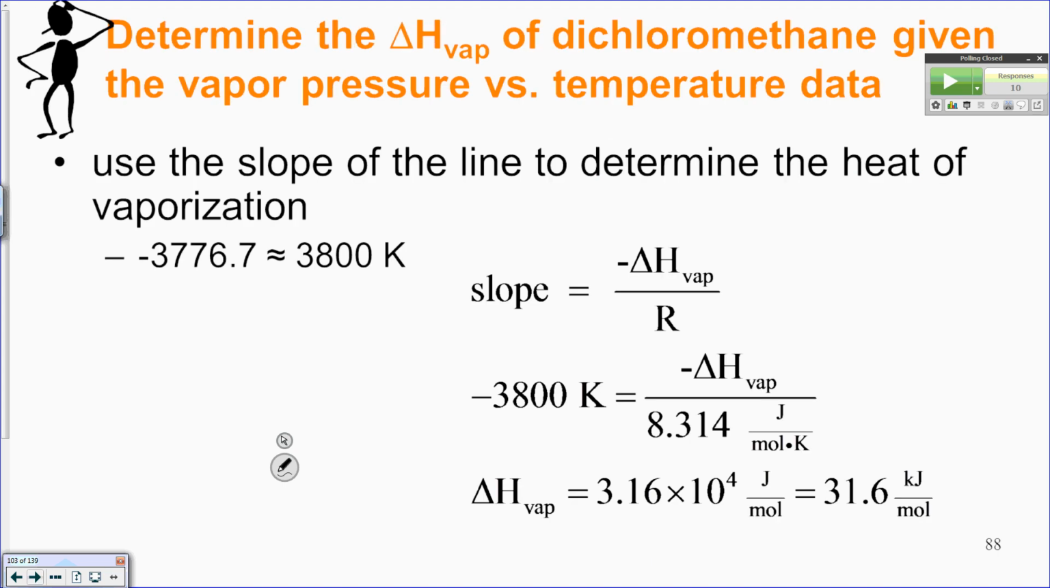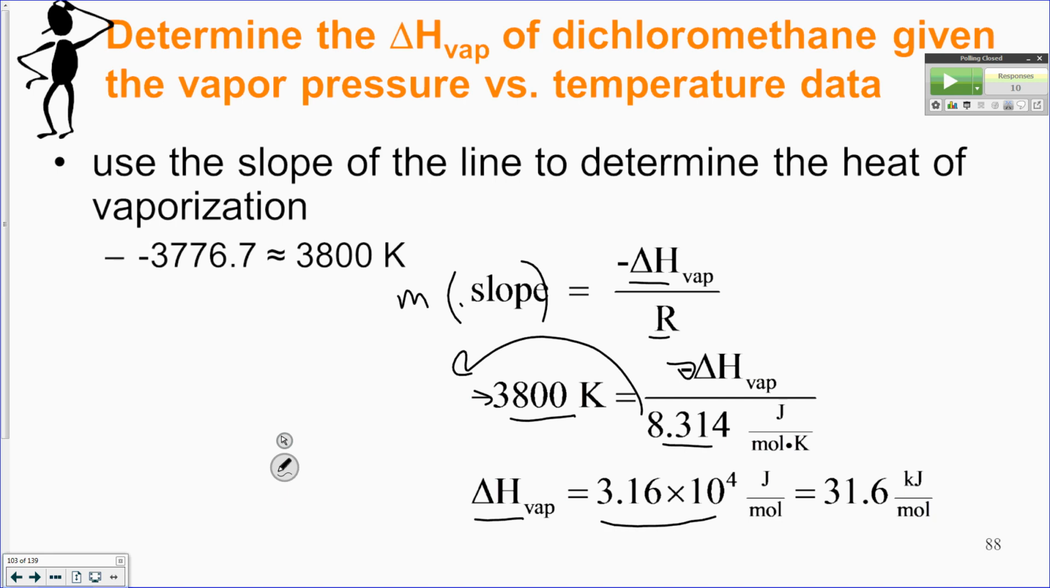I can multiply to find the molar heat of vaporization. We said slope m is equal to negative molar heat of vaporization divided by R. So I plug in my value for m, take the gas constant 8.314, and multiply it over to this side. The negative and the negative make it a positive. So the molar heat of vaporization is 3.16 times 10 to the fourth, or in kilojoules, 31.6 kilojoules per mole.